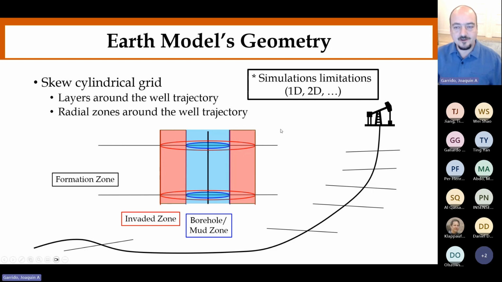Now, in some simulations, there are limitations such that we cannot take into account the entire model. So we reduce that model into what we call a 1D or 2D or 1.5D, 2.5D. There are many types of reductions for these models.